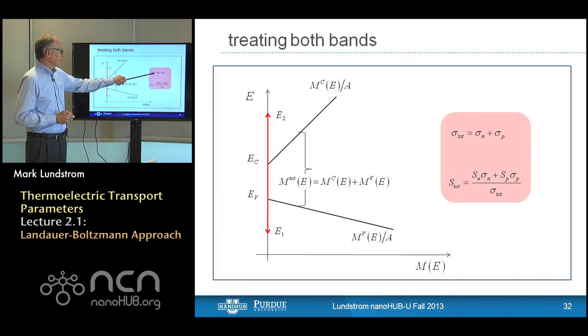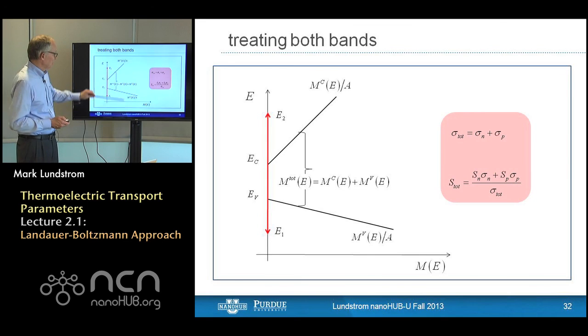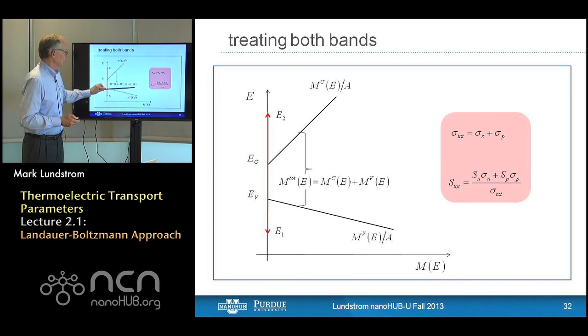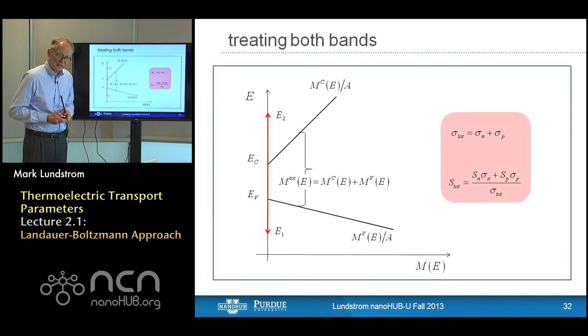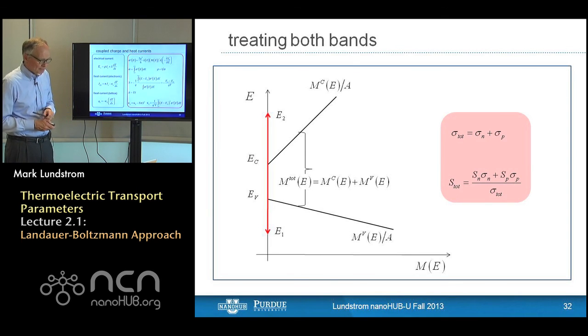And it's a nice little exercise to show that your total conductance will be the conductance of the conduction band plus the conductance of the valence band. The total Seebeck coefficient will be negative for the contribution from the conduction band, positive for the contribution from the valence band, and we'll have a weighted sum depending on how much conduction there is between the two. So that's a little exercise that I encourage you to have a look at.